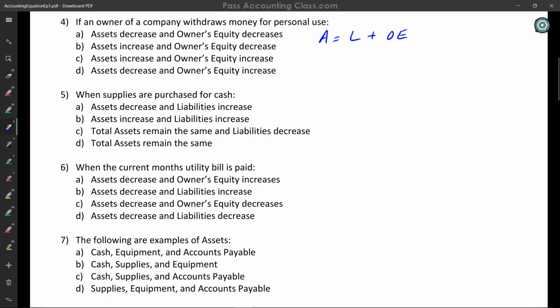And the first thing I want to look at is when we withdraw money, that means we have less cash than we did before. Cash is an asset, so it goes down, so we decrease our assets. So that means that B is wrong and that C is wrong. So we're looking at potentially A or D. Anytime money is withdrawn by an owner for personal use, that is referred to as a draw. And a draw reduces our owner's equity. So what we need to look for here is a decrease in owner's equity. So we've got A says assets decrease, that's true, and owner's equity decreases. So that's our answer. D says assets decrease, that's correct, and owner's equity increases. That's not true, so D is wrong.